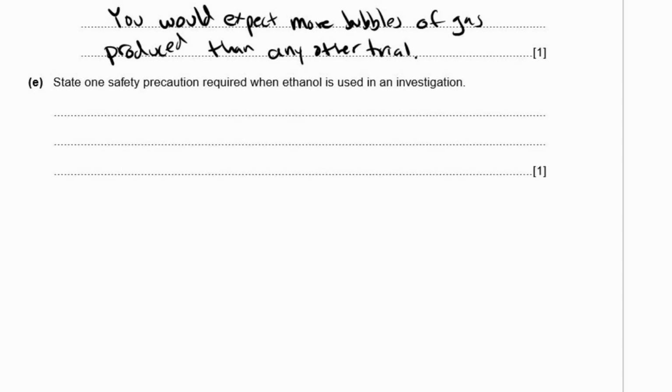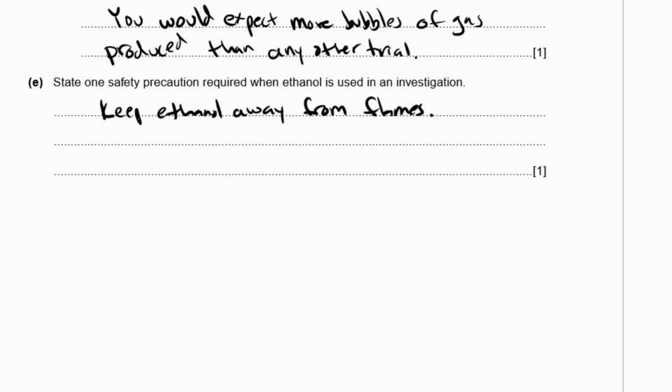E. State one safety precaution required when ethanol is used in an investigation. So it doesn't have to be this investigation. It can be used in any investigation. Well, ethanol is extremely flammable. So one thing you want to do is make sure you keep it away from flames. Keep ethanol away from flames. If you have to heat it, do it in a water bath. Don't do it over a flame.